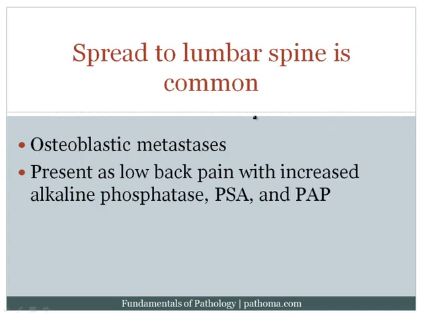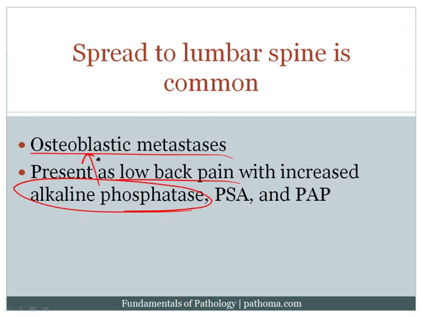One of the important things about prostate cancer is that it often likes to spread to the lumbar spine. When it spreads to the lumbar spine, it produces osteoblastic metastases, such that rather than getting lytic punched-out lesions, you get these sclerotic lesions of the bone. Now this would present with low back pain, and the alkaline phosphatase would be increased. Again, alkaline phosphatase is a sign of osteoblastic activity, indicating that bone is being laid down, and we're well aware of the fact that we get osteoblastic metastases with prostate cancer.